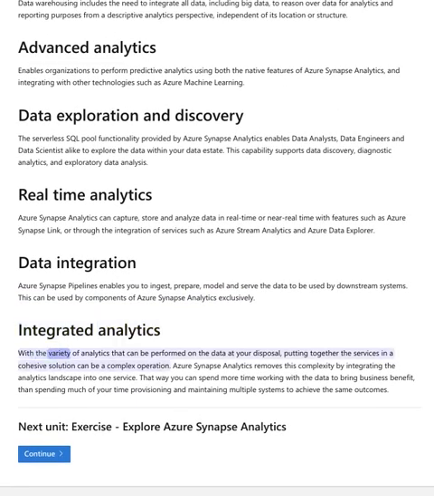Integrated analytics. With the variety of analytics that can be performed on the data at your disposal, putting together the services in a cohesive solution can be a complex operation. Azure Synapse Analytics removes this complexity by integrating the analytics landscape into one service. That way you can spend more time working with the data to bring business benefit, than spending much of your time provisioning and maintaining multiple systems to achieve the same outcomes.